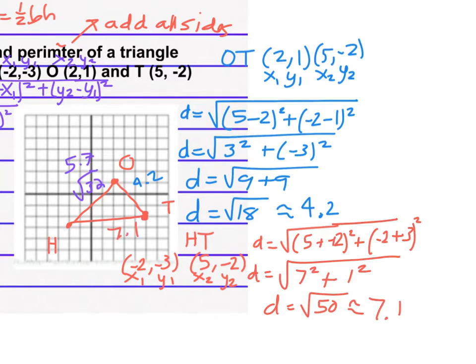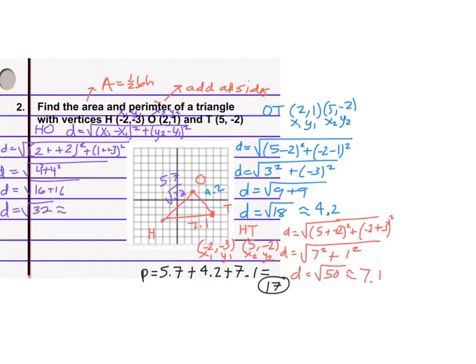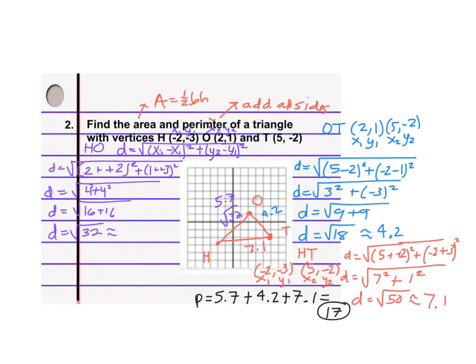Okay, so for perimeter, I'm going to put P for perimeter. I'm going to add these all up. And I'm not that picky about rounding, so if you had done hundredths place or something like that and had a slightly different answer, that would be fine. I'll be able to tell if your answer is pretty close versus you're way off. So I'm going to add 5.7 plus 4.2 plus 7.1. And I'm getting 17 for my perimeter. I'll zoom out a little bit. So that's my perimeter. My perimeter is 17. Now for my area.